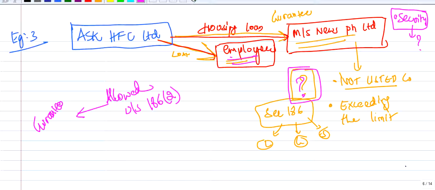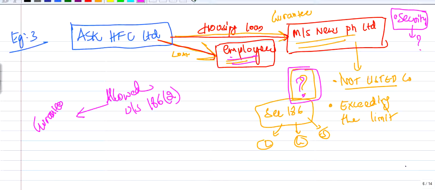However, the explanation provided in section 186 subsection 2 of the Companies Act states that for the purpose of this subsection, the word person does not include any individual who is in the employment of the company. So as per that, Ask HFC Limited was prepared to give housing loans to the employees of the News Pharmacy Limited on the condition that such loans are guaranteed by the News Pharmacy Limited, exceeding the limits prescribed in the Companies Act 2013. Correct.